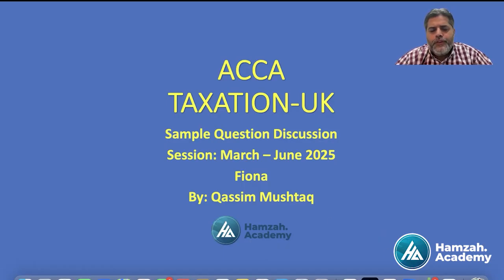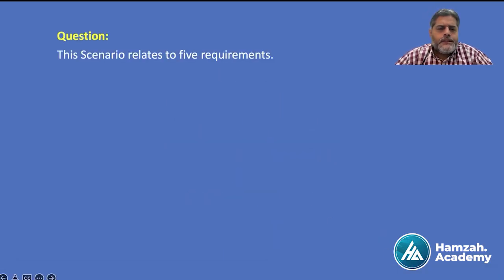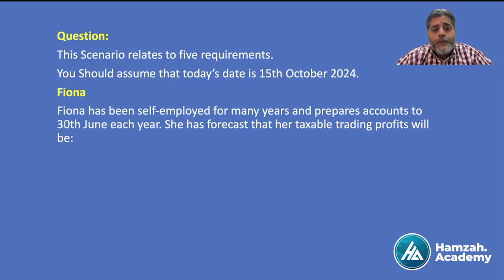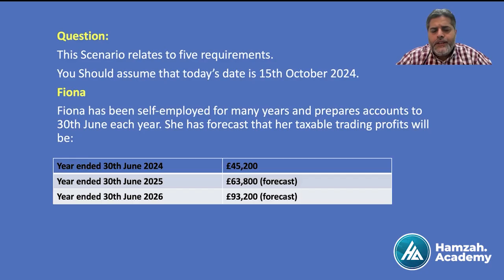The question's name is Fiona, and this scenario has five requirements. You should assume that today's date is 15th October. Fiona has been self employed for many years and prepares accounts to 30th June each year. She has forecast that her taxable trading profits for the year ended 30th June 2024 will be 45,200. For the next 2 years, the profits have been forecasted at 63,800 and 93,200.